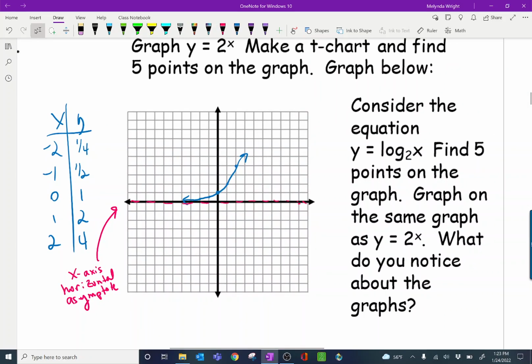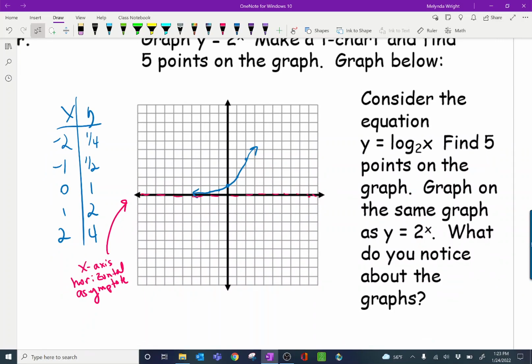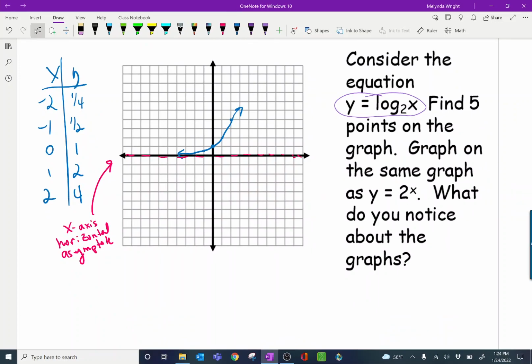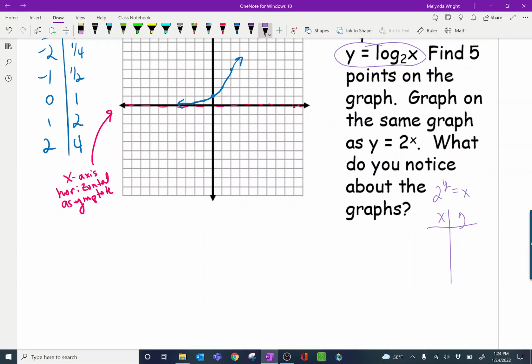So now they want us to graph y equals log base 2 of x. Okay, we can do that. So what we're going to do is take this equation and turn it into an exponential, because I don't know about you, I want to figure out what log numbers are, but I can figure out what exponentials are. So 2 to the y equals x. In this case I'm going to come up with my numbers for y: -2, -1, 0, 1, 2, and then plug those in. So 2 to the -2 is 1/4, 2 to the -1 is 1/2, 2 to the 0 is 1, 2 to the 1 is 2, and 2 to the 2 is 4.